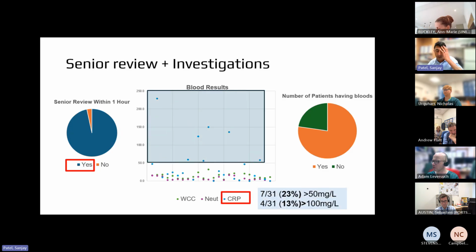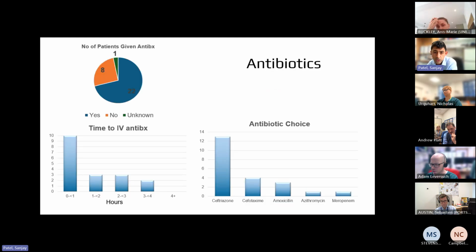When you look at their biomarkers, very few had high CRPs over 100, only 13%, and less than a quarter had CRPs over 50. I'm not saying the CRP is everything, but it's giving us a little bit of a flavour of potentially how many of these actually had invasive bacterial infections. It generates a huge number of blood tests for the same reasons that Seb said, that it's hard to withhold the antibiotics. It's hard to just hold your nerve and just watch these children.